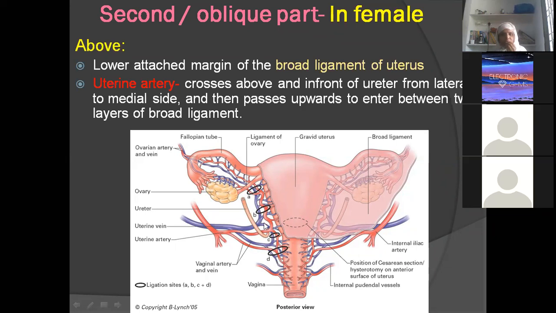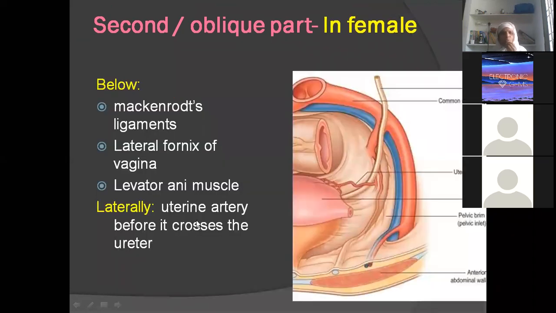So initially it runs from lateral to medial side, and then it is entering between the two layers of the broad ligament. Its intention is to reach the urinary bladder. So it's taking its course like this. Okay. So in the second part, below you will have supporting ligaments, actually transverse cervical ligaments at the level of the cervix. Suppose this is the cervix.